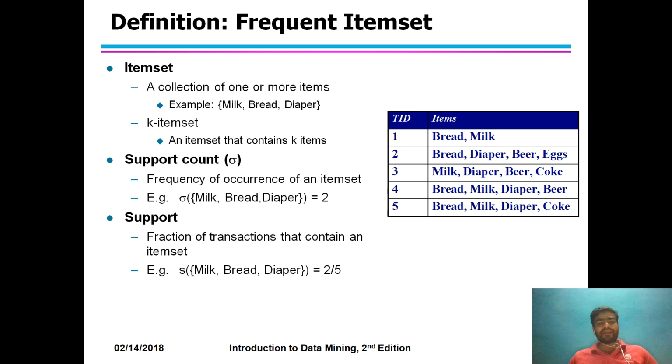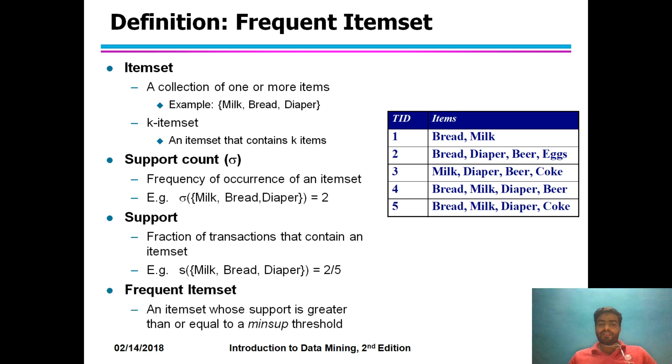Then what is support? Fraction of transactions that contain an item set. Example, support is represented by s, for milk, bread, diaper. Out of the 5 transactions, how many times have milk, bread, diaper occurred? 2 times. Total number of transactions is 5, so 2 by 5. That is the support. Frequent item set: an item set whose support is greater than or equal to the min sup threshold is called a frequent item set.